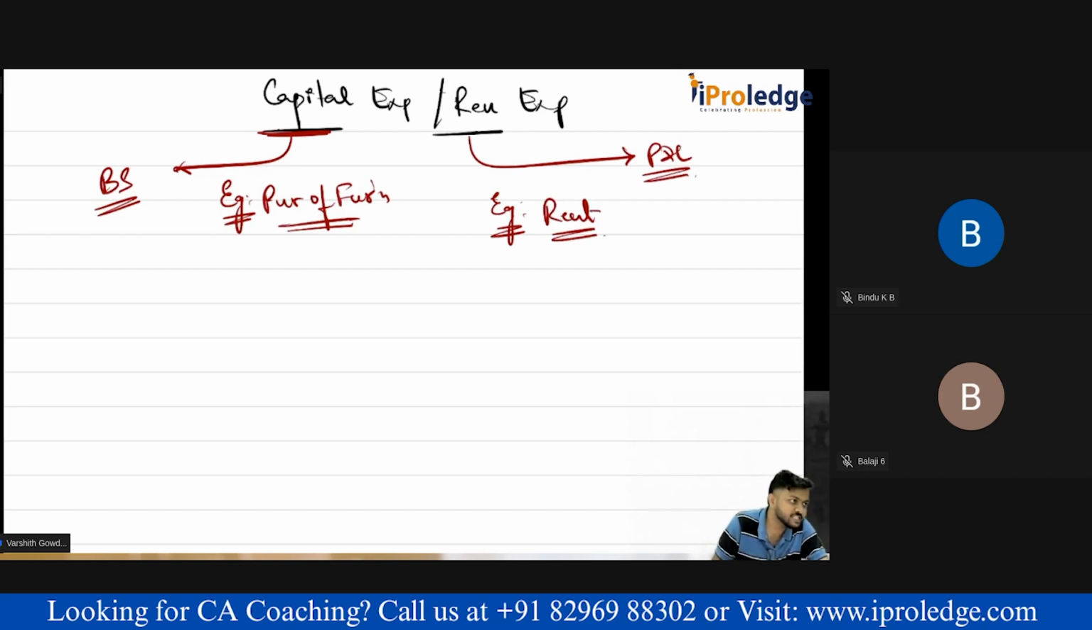So therefore, it's a capital expenditure. So, it's a revenue expenditure. Correct? Now let's understand the different points which are used to bifurcate whether something is capital or revenue.